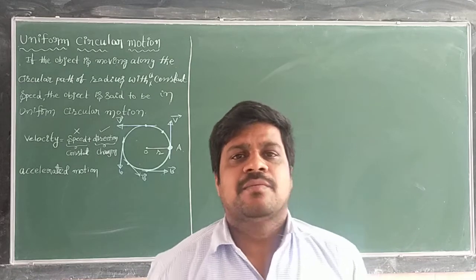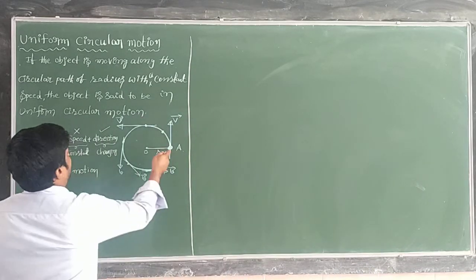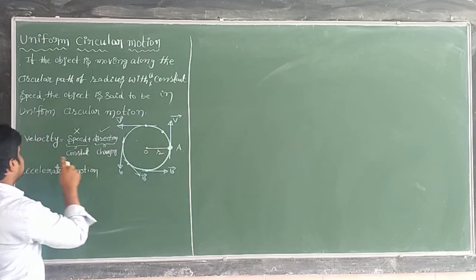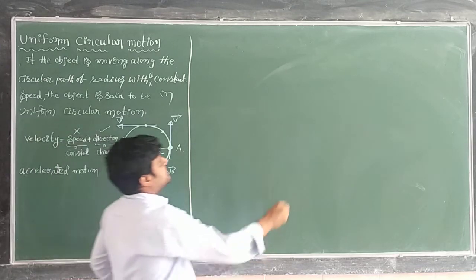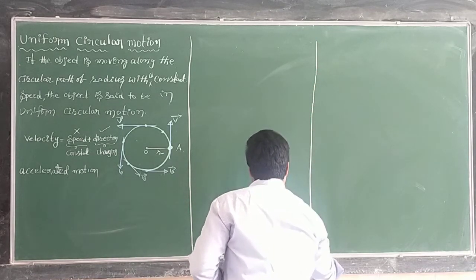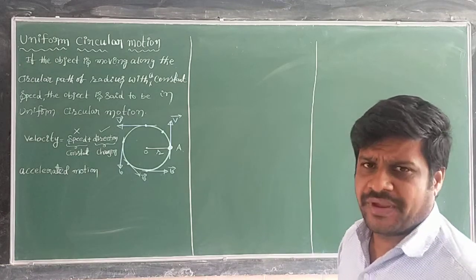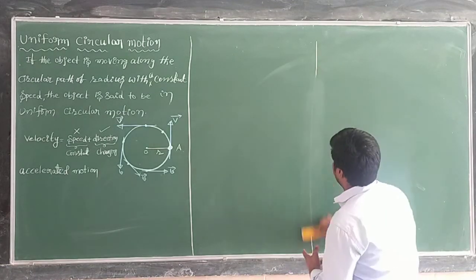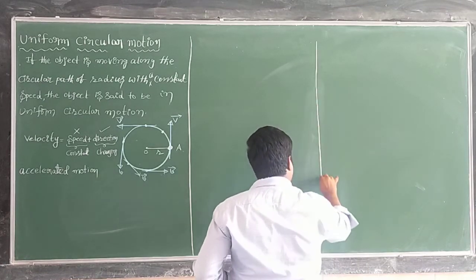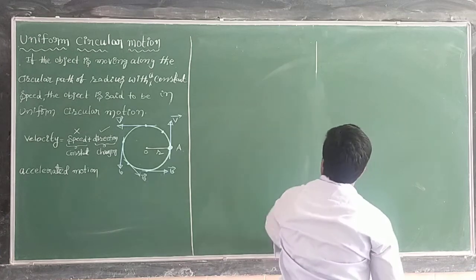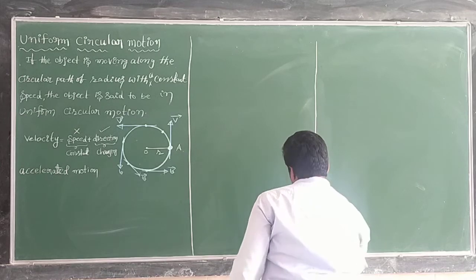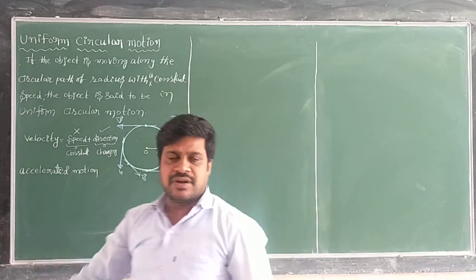So the answer is accelerated motion. When the object is moving along the circular path, its velocity keeps on changing, and if velocity keeps changing, the object is said to be moving with accelerated motion. So uniform circular motion is accelerated motion. That means in uniform circular motion, the object has acceleration. What is that acceleration? Let me find out later.